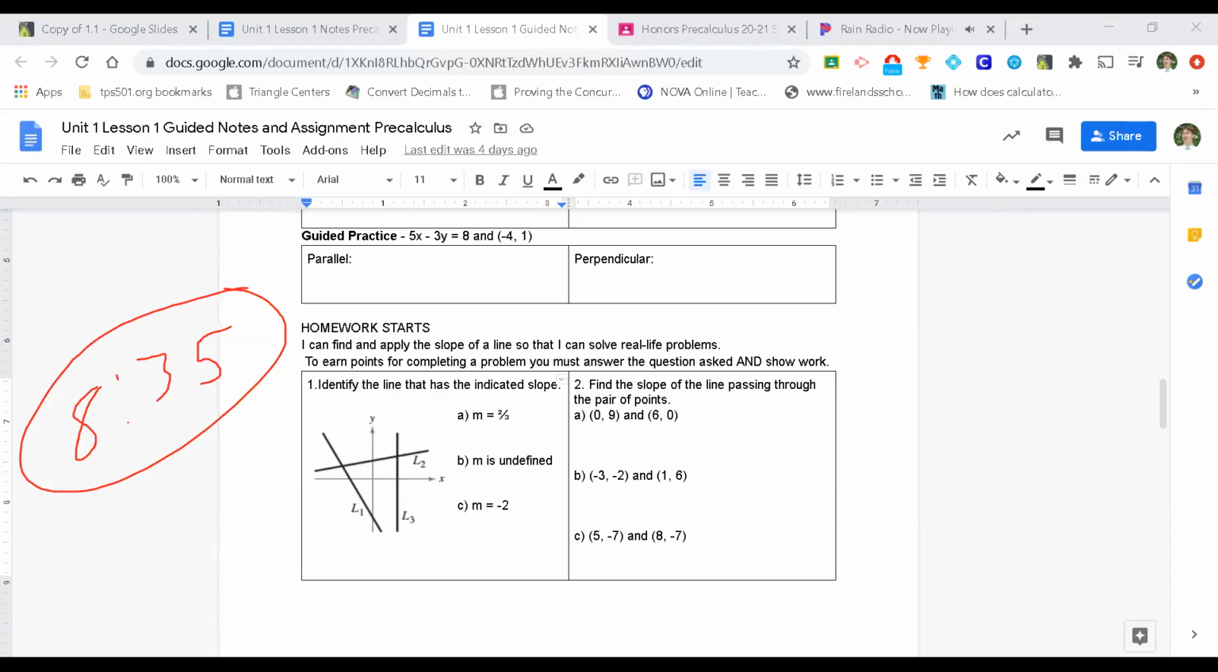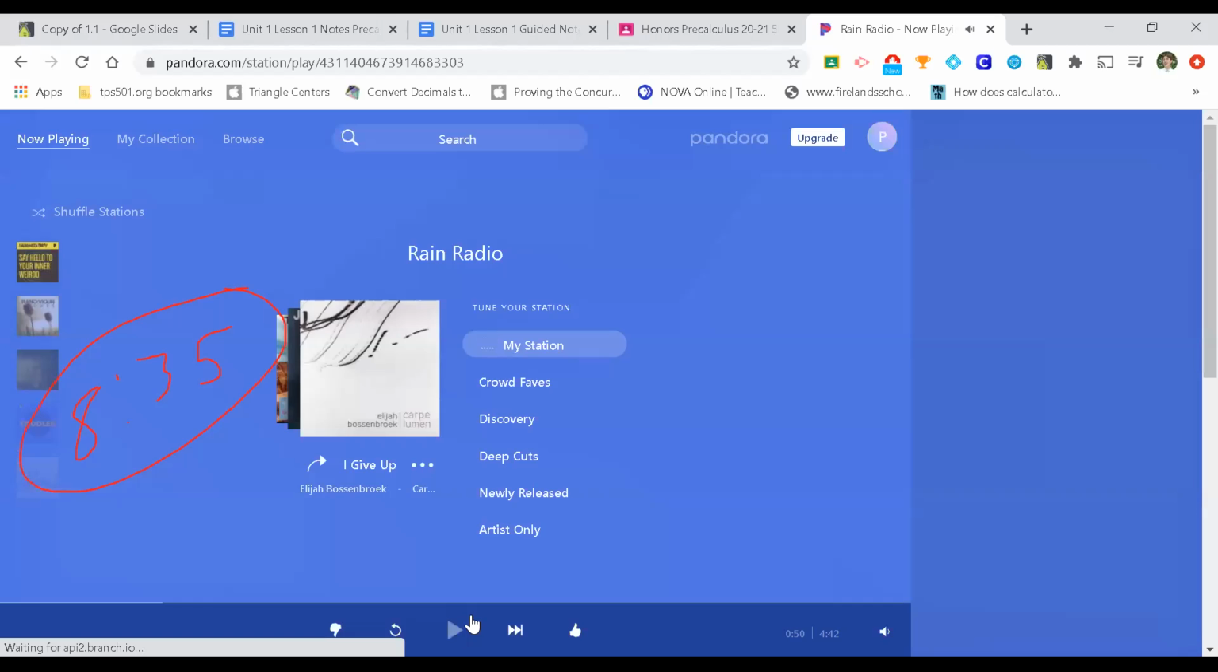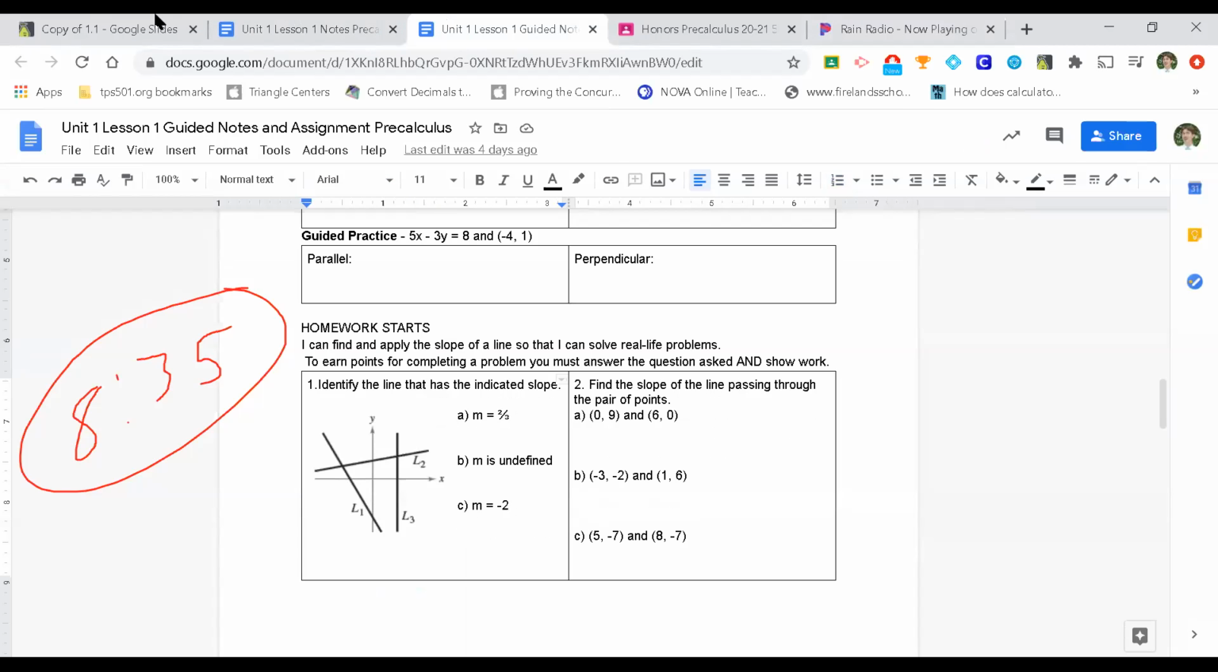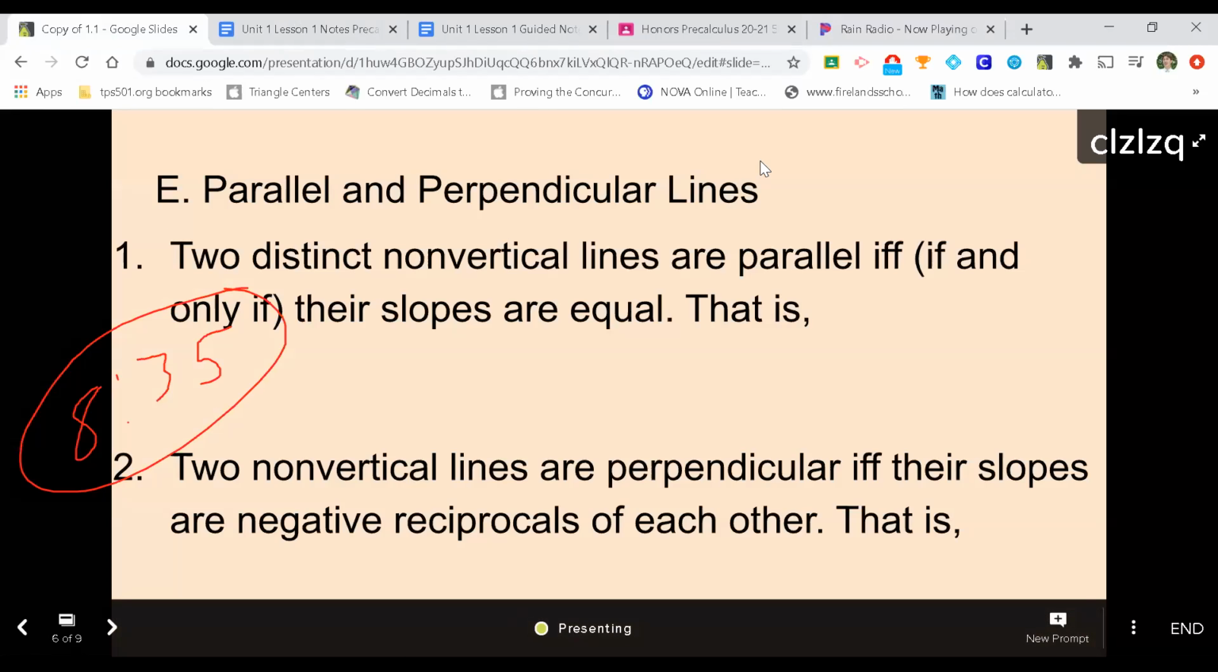Say 35. What am I doing? I'm doing this. Okay, and then we go back to this slide here. Clear the drawing. All right.